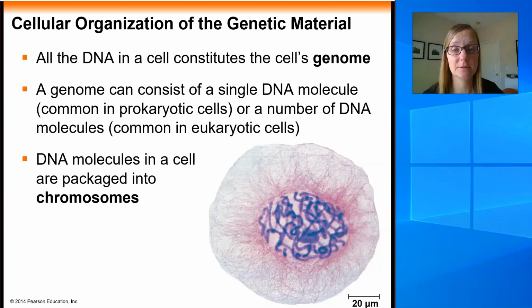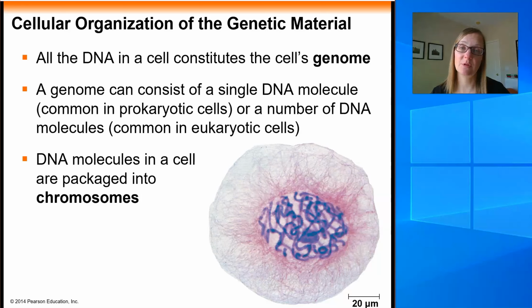Now, in either case, copying of the genetic material before a cell goes through division, whether it's mitosis or meiosis, is very important. So let's review a little bit of what we know, maybe build on some new information on what we know about the cell's genome or genetic makeup. So all of the DNA in a cell is called the cell's genome. And depending on what kind of cell it is, the genome could be a little bit different.